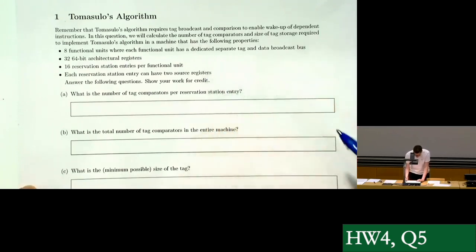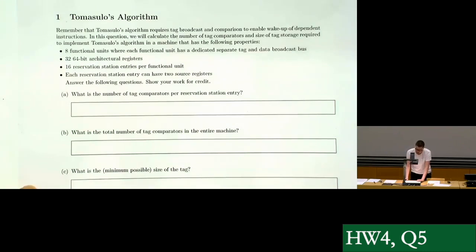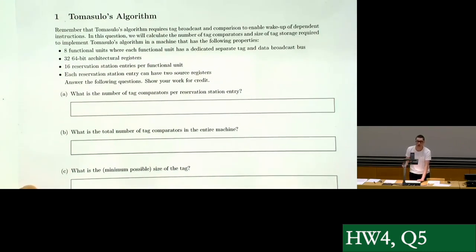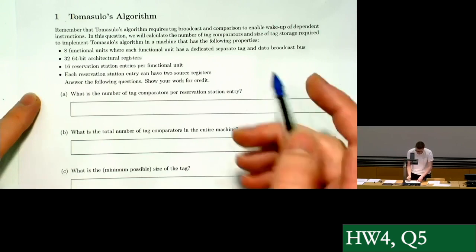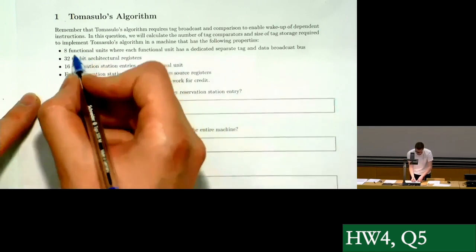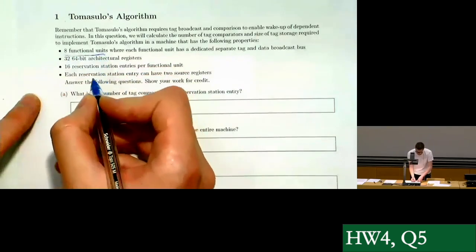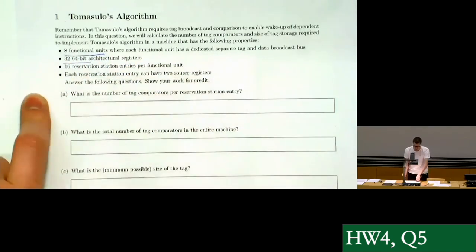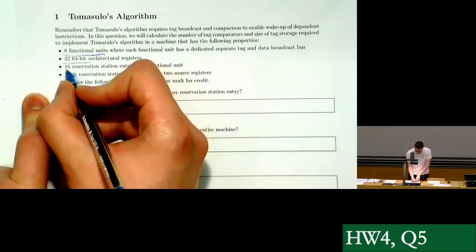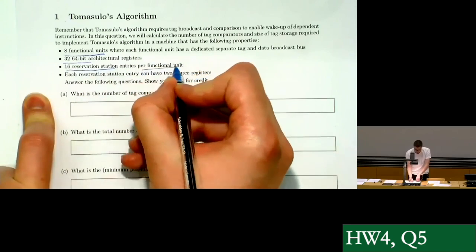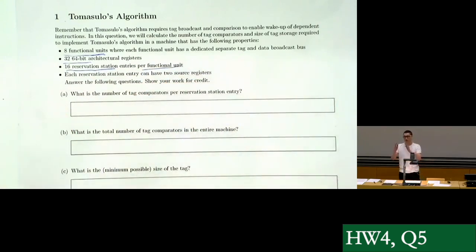This is a question that doesn't require too much computation or knowledge about exactly how the algorithm works, but it's asking more about the overhead and how many functional units or comparators you need in your design. It defines those properties where you have 8 functional units and 32 registers, and each register is 64 bits wide. And then you have 16 reservation station entries per functional unit. So basically you have a reservation station for each functional unit, and you have 8 of those, right? And each reservation station will have 16 entries.